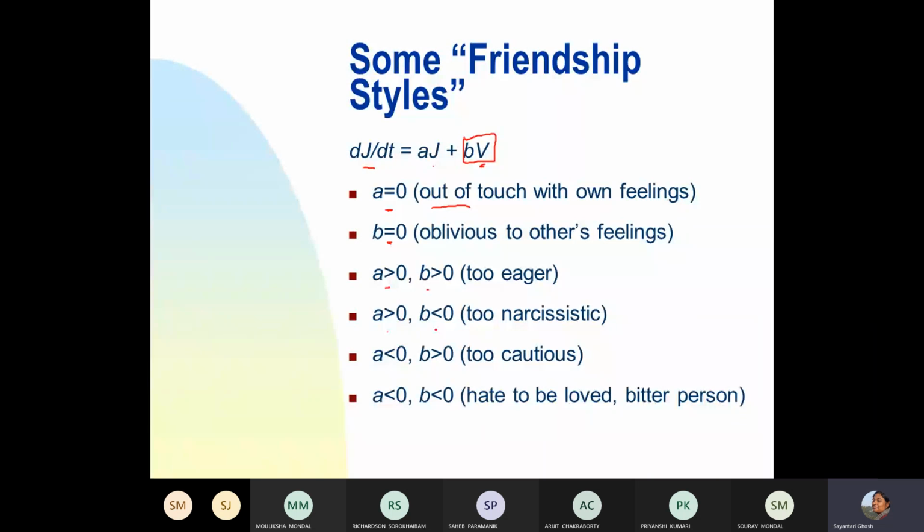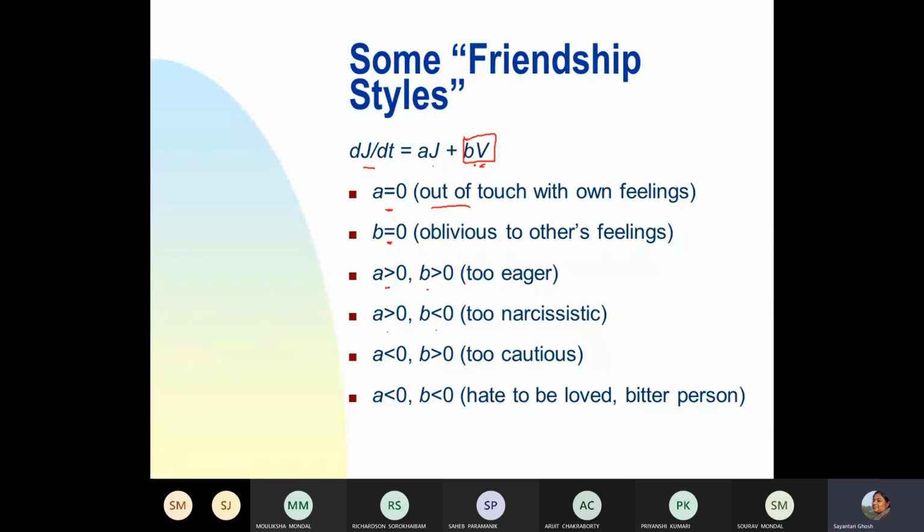Okay, try to interpret them on your own now. I guess you understand how it is going, right? So let us consider if A is greater than 0, that means it depends on his own feelings. If A is greater than 0, that means if J is positive, it grows exponentially. If J is negative, it decays exponentially, right? It is completely controlled by J's value. But B is negative. That means the other's feeling does not matter that much. Okay? B is less than 0 means the other's feeling does not matter at all.